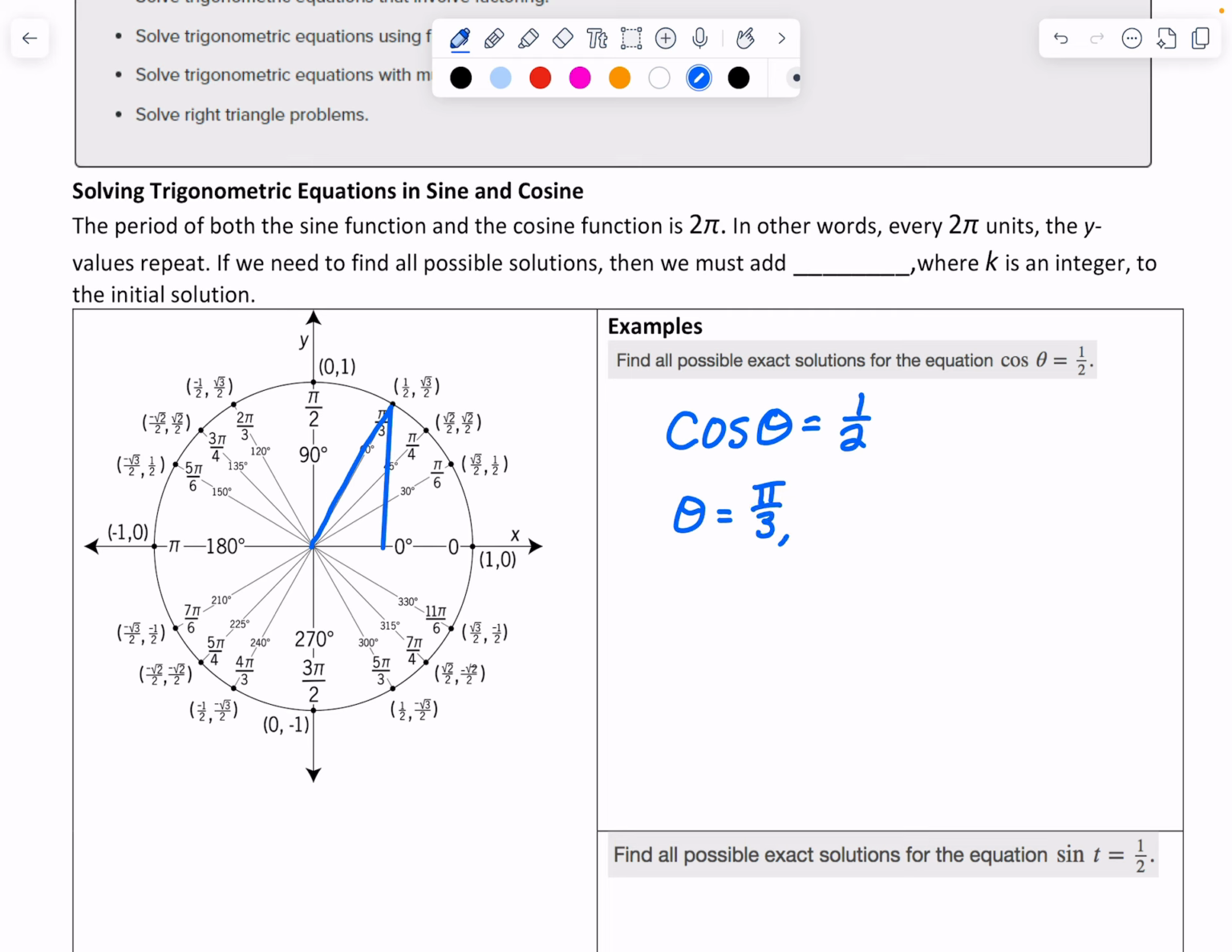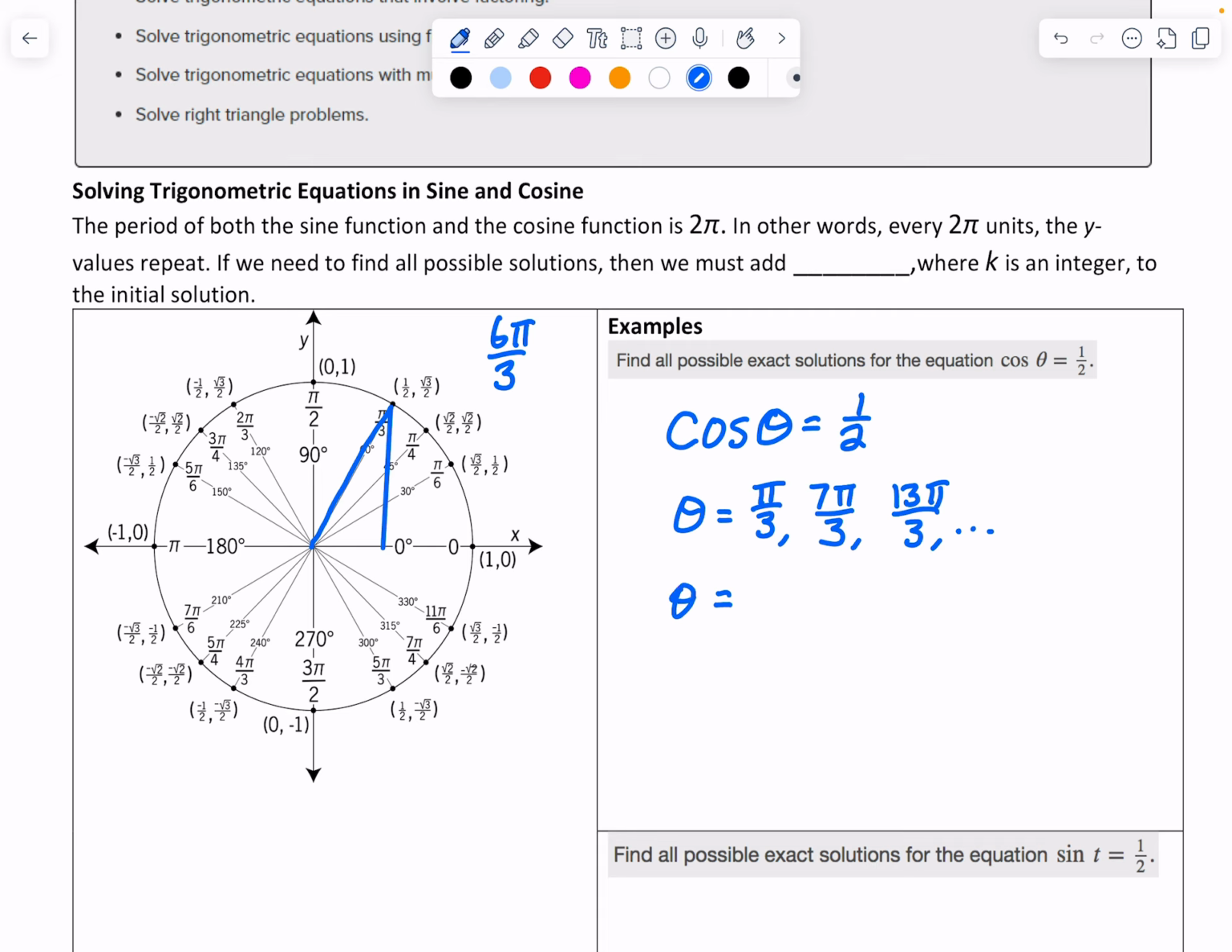There's an answer. All right, but I could rotate all the way around, so add 2 pi to pi over 3. Well, 2 pi is just 6 pi over 3. So if I add, then I get another answer, 7 pi over 3. And then I could just keep adding those sixes, get 13 pi over 3. But I could do this forever. So we need a better way to write that.